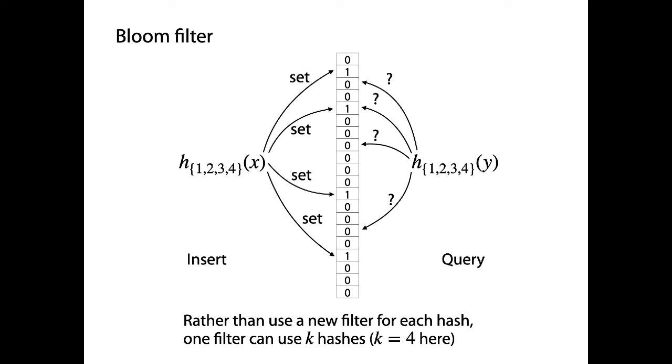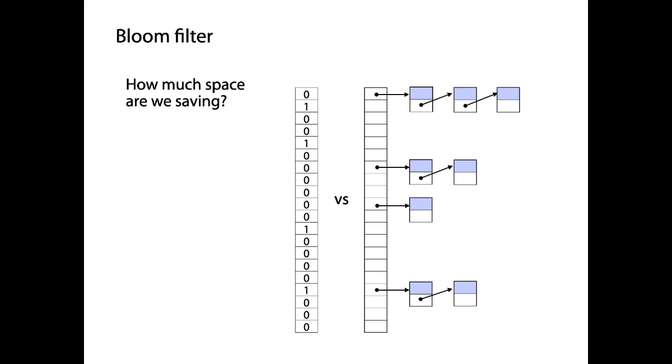So how much is this savings, though, really? How much were we really giving up in order to achieve this? Let's just do a back of the envelope comparison of a Bloom filter, shown here, and then a hash set, shown here, using chaining, like we discussed before.